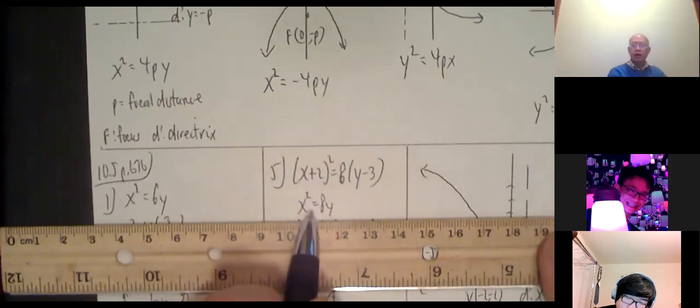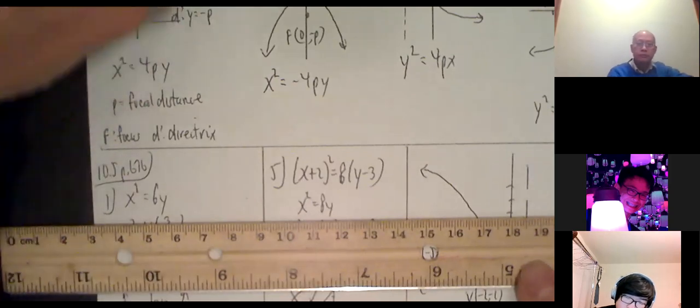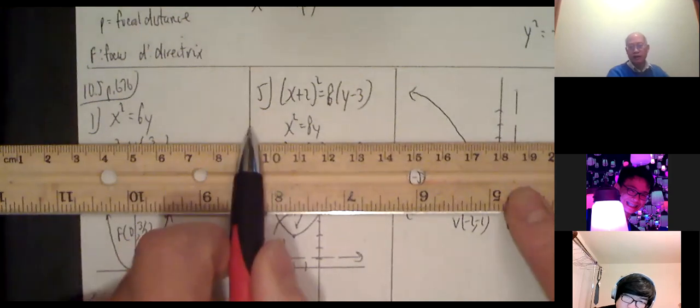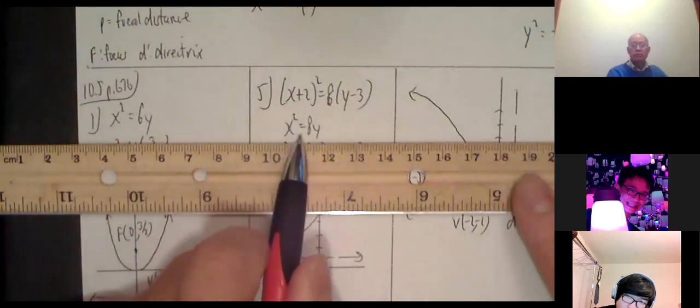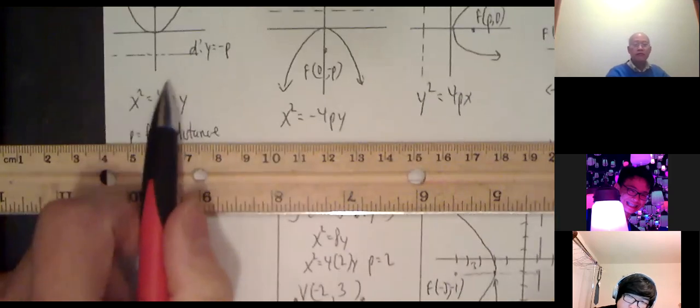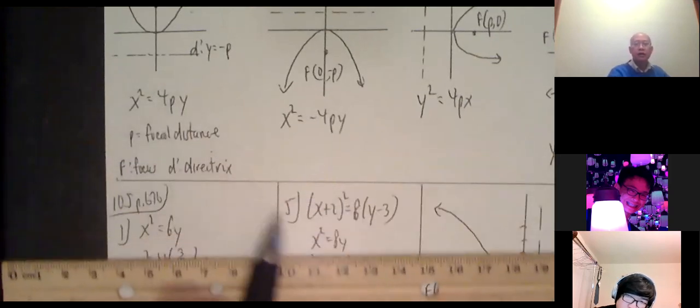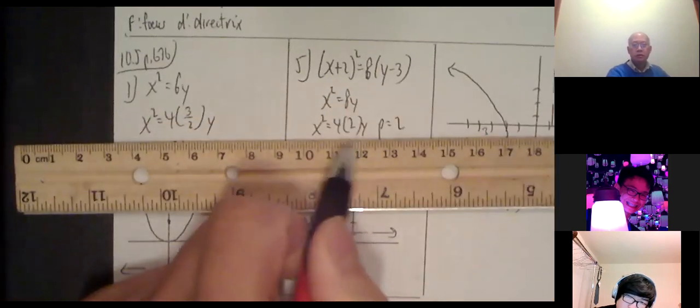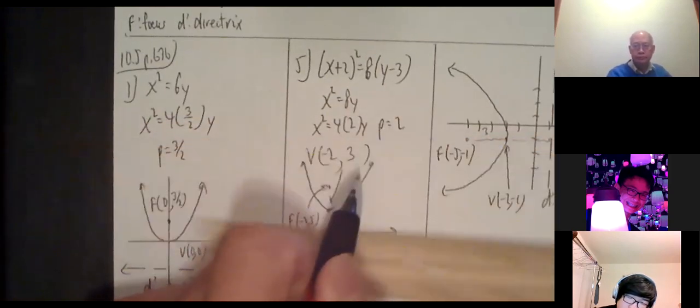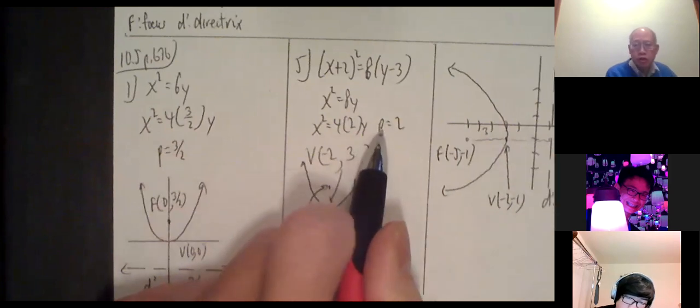Okay, x squared equals 8y. That opens up, right? Think y equals x squared. It's similar to that version. Okay, what's my p? I have to force it to be 4py. So 8 would be 4 times 2. So p is 2.